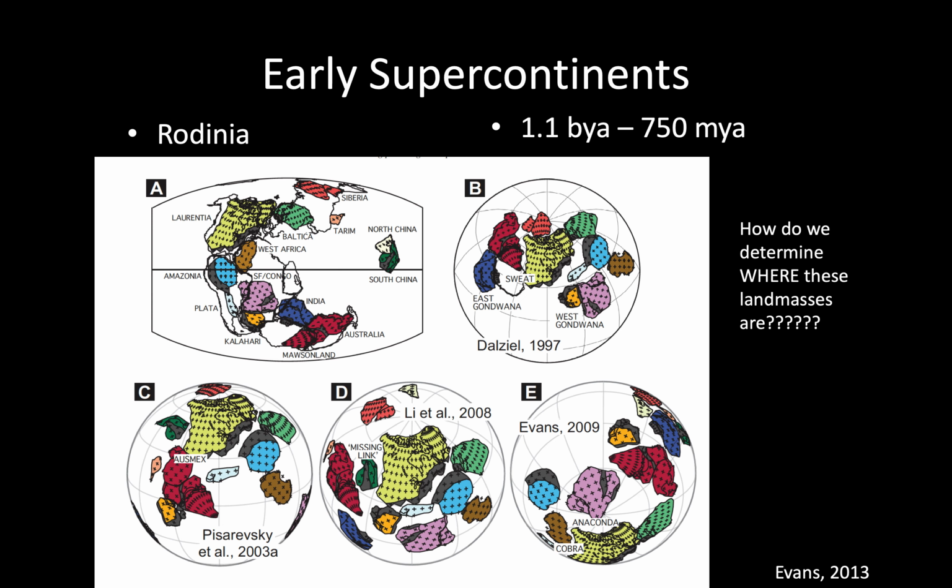All right? So early supercontinents. Here is one called Rodinia. This is the most recent one before Pangea. This was about 1 billion years ago to about 750 million years ago.